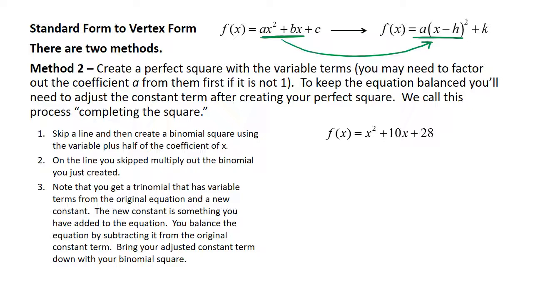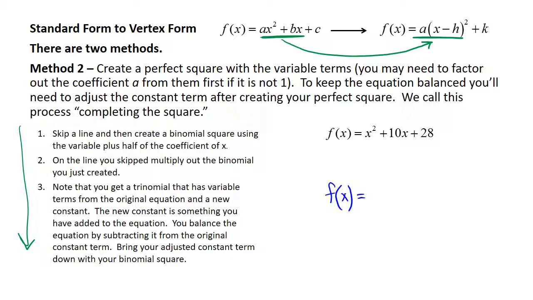So in my process, I've listed out some steps that I kind of think about. I'm going to start with an easier example where the A is 1. If the A is not 1, then there's an extra step at the beginning, and I'll look at two examples of that. But I want to start the process of completing square with a simpler example. So here we have the function f of x equals x squared plus 10x plus 28. What we're going to do is skip a line because we're going to need some room to go back and show some work in a minute.